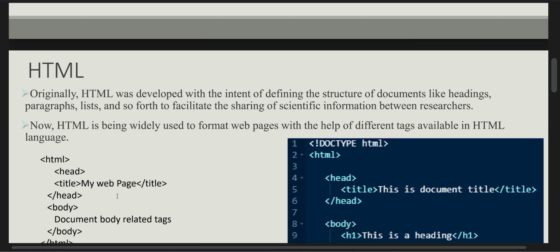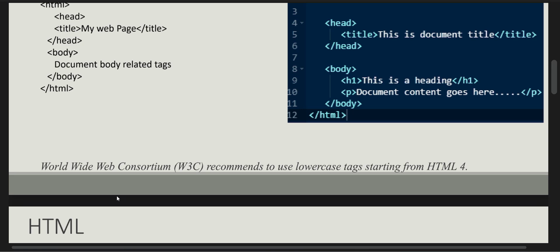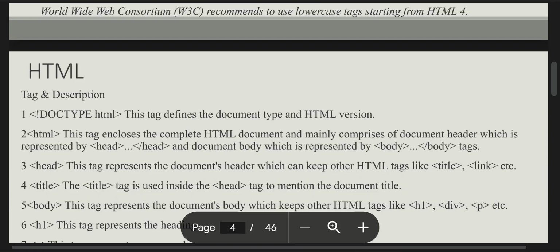The basic structure is html, head, title, and body, with the document body related tags inside the body. The doctype declaration defines the document type and the HTML version. The html tag includes the whole HTML document and mainly comprises the document header, represented by the head tag, and the document body, represented by the body tag. The head tag represents the document header, which can include tags like title and link. The body tag represents the document body, which contains other tags like h1, div, and p.